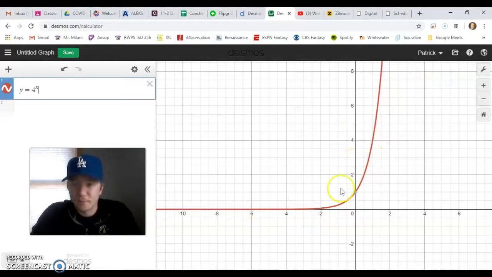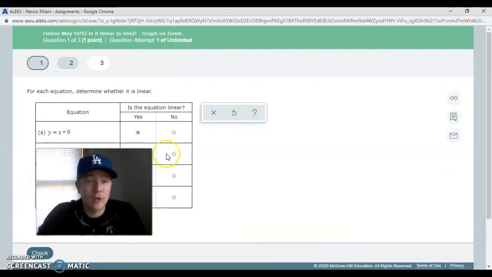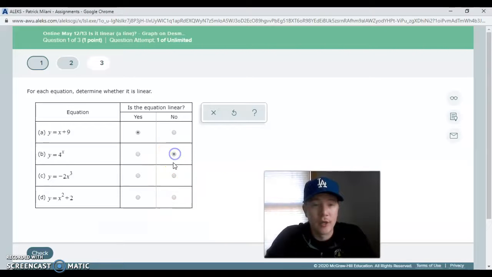That's going to be an exponential function, which we have not done a lot of work with, but all we need to know right now is that it's not a line. So you're going to go over here and hit no. That's all you're going to be doing for all these problems.